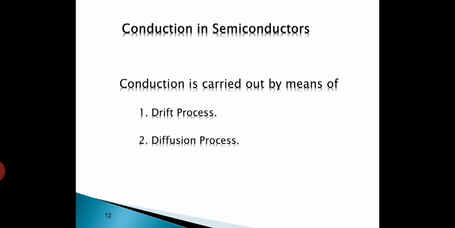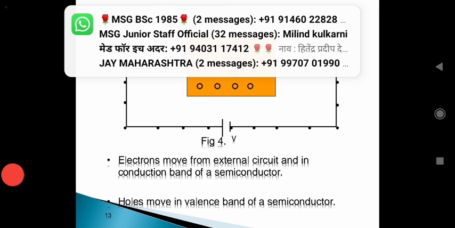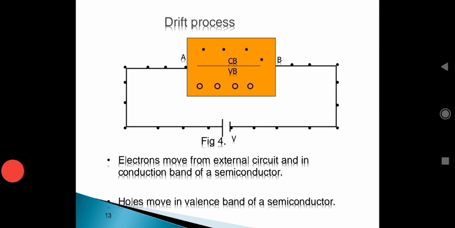Conduction in semiconductor. Conduction is carried out by means of drift process and diffusion process. Drift process. In this drift process, electrons move from external circuit and in conduction band of semiconductor. Holes move in valence band of semiconductor.